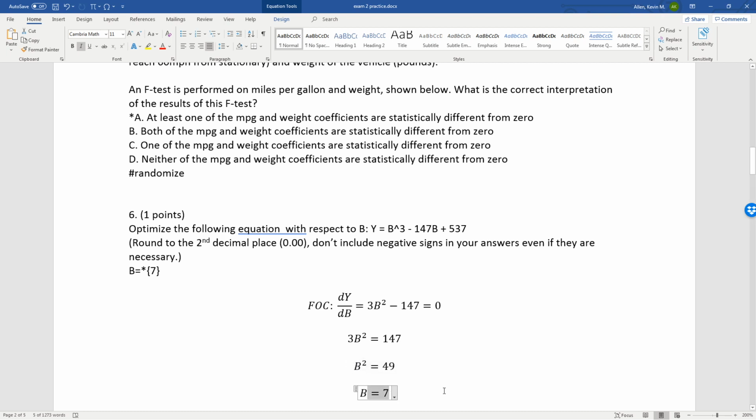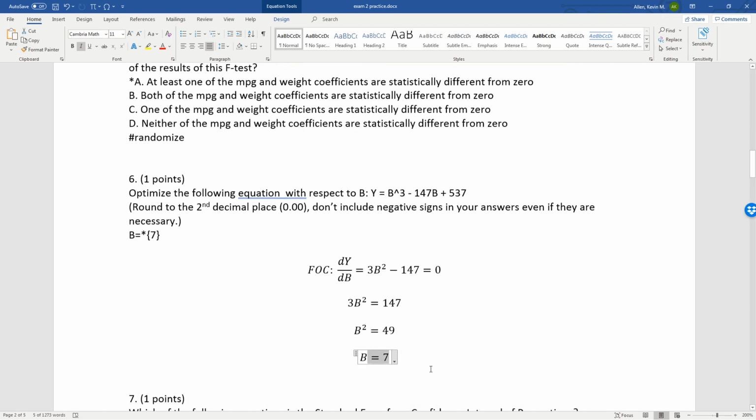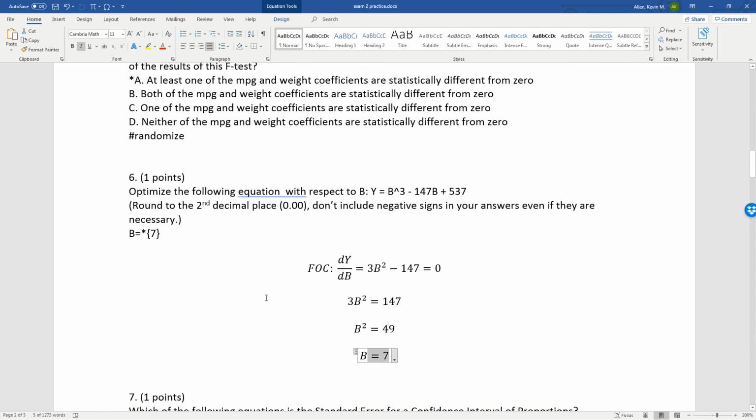The answer is 7. Square root of 49. Now, you don't have to put 2 zeros after that if you have an exact answer like this. This is just, again, if you have it to these decimal places, that's the level I want you to round it to.